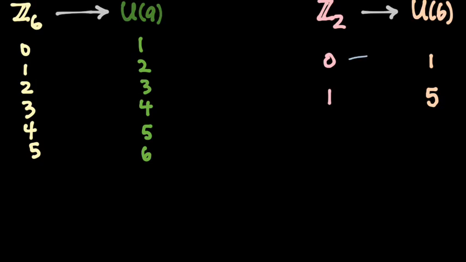0 is the identity of the additive group Z mod 2, and 1 is the identity of the multiplicative group U6. So if we're making an isomorphism, if it has any chance of being isomorphic, 0 has to go to 1. All right, what else?